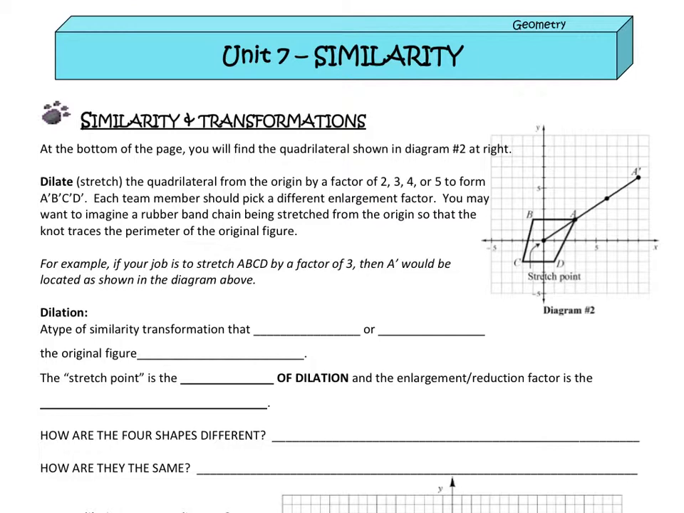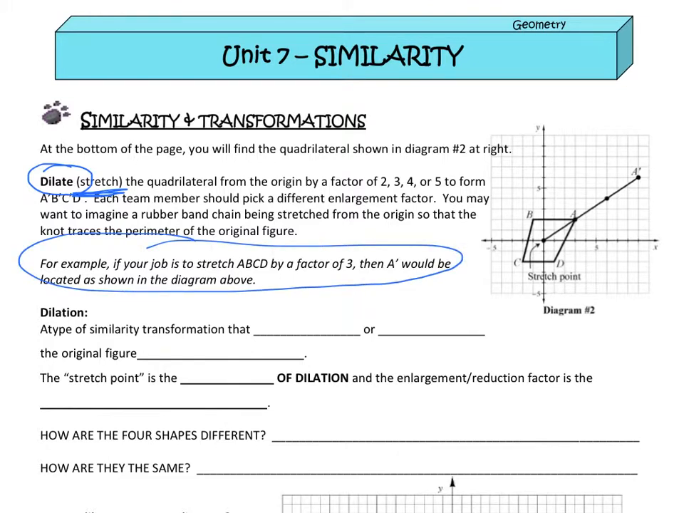If you'll remember, each of those transformations had rigid motion, meaning the size and shape of the figure was not changed. However, today we're going to notice what happens when we dilate an object. The key word there is it's going to be stretched. Looking at this right here, if we were to stretch ABCD by a factor of 3, then A would be located in the diagram shown below. Basically, we're going to multiply the length from the origin to A times 3, and that will be our new point, our stretch point.